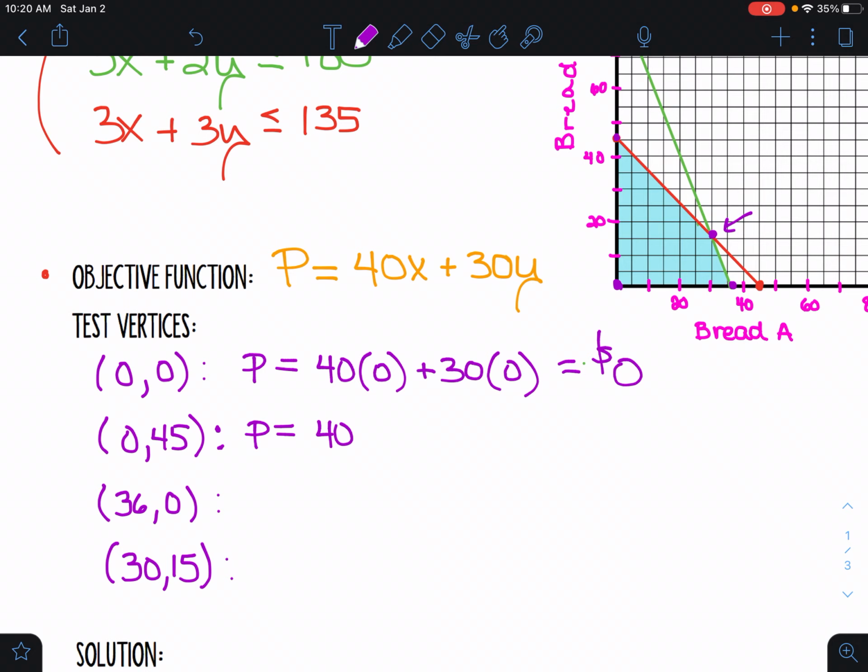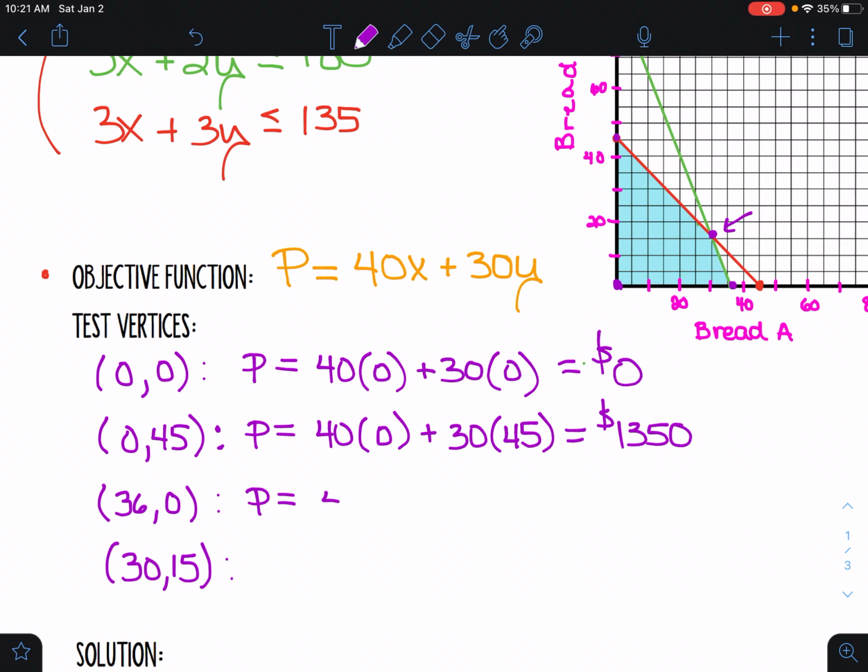Next, what if I sell 0 of bread A and 45 of bread B? So 30 times 45, so what is that? 1,350? Let's confirm. Yeah. $1,350 profit if they sell 45 of just bread B.